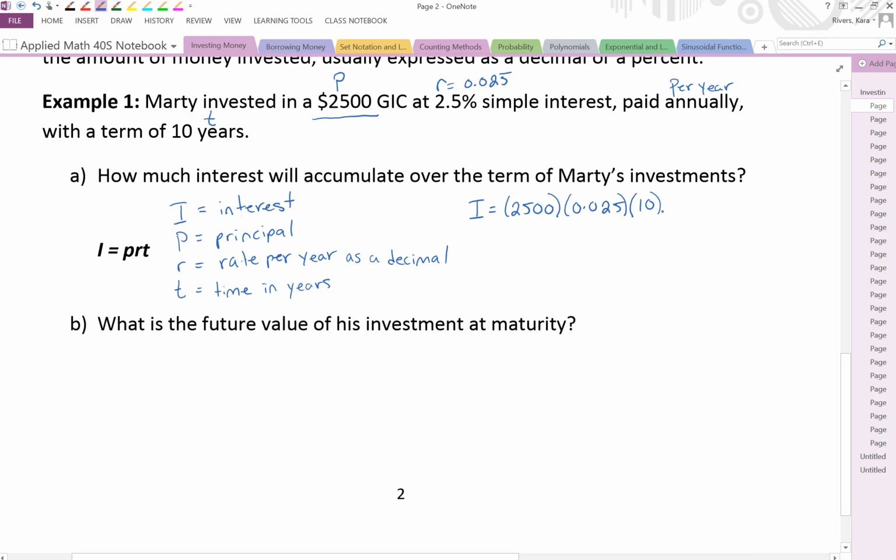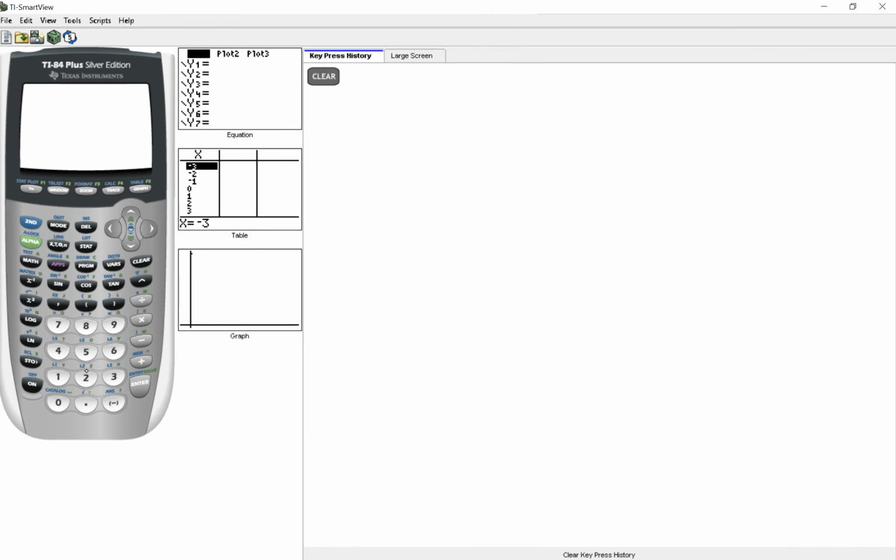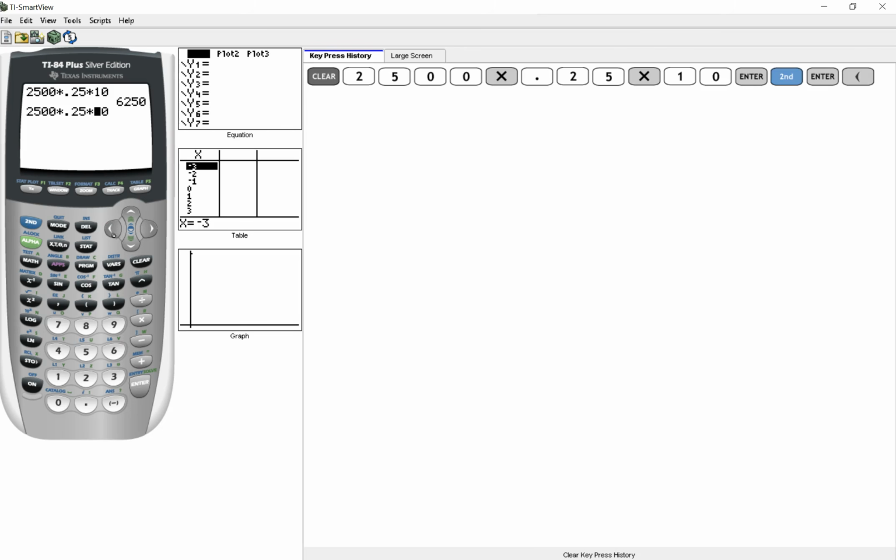And remember, whenever we're given a formula, it's always a good idea to try this out in your calculator. So go ahead and punch those values in, and you should get an I value. Let's go ahead and do that together. 2,500 times 0.25 times 10. I think I lost a 0 there, it should be 0.025. So if I go second enter, I can go and change that.